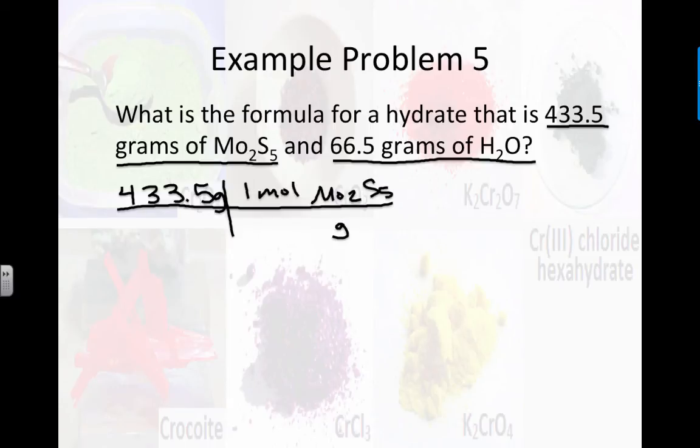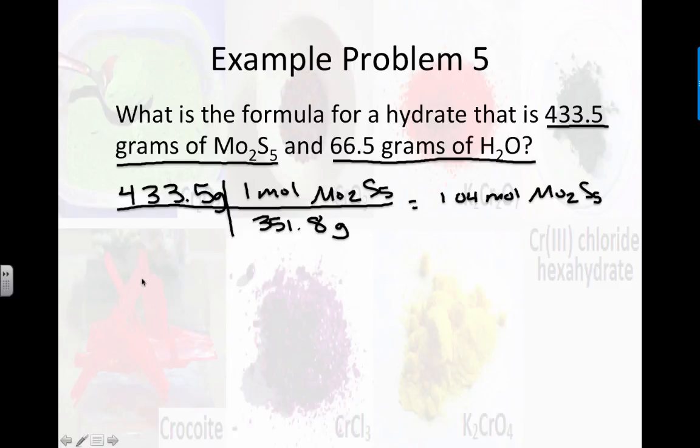Let's see, add them up. Molybdenum weighs, how much is molybdenum? Phew, that's a big one, 95.9. And then sulfur is 32. So that mass is 351.8 grams, and that means we have 1.04 moles of the molybdenum sulfide.